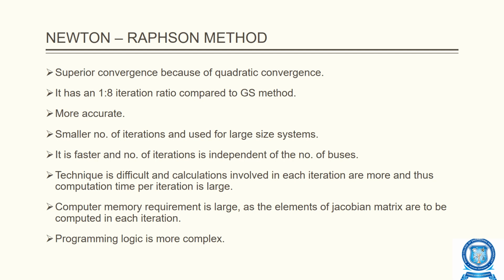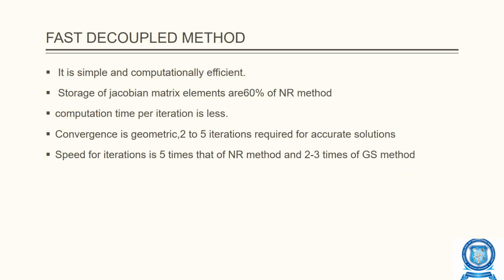Next, let us switch to the third one, that is the fast decoupled method. It is simple and more efficient. Storage of Jacobian matrix elements is 60% of Newton-Raphson method. Computation time per iteration is very less. Convergence is geometric. 2 to 5 iterations are required for an accurate solution. And the speed of iteration is 5 times that of Newton-Raphson method and 2 to 3 times that of Gauss-Seidel method.